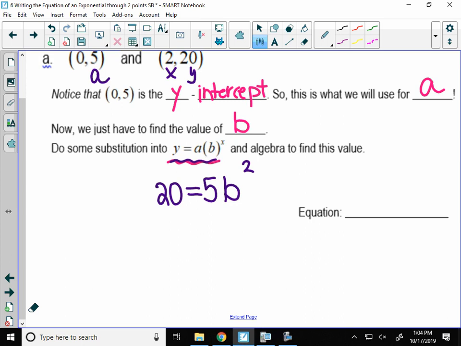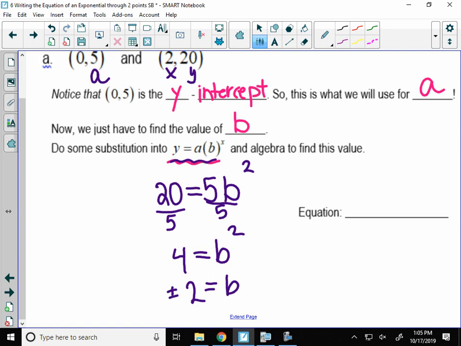So I would divide by 5. What happens when I divide by 5? Yeah, 4 equals B squared, and then I take the square root. What's the square root of 4? Oh, it's 2. Now, technically, when you take the square root, how many answers are there? 2. Technically, it's a plus or minus.